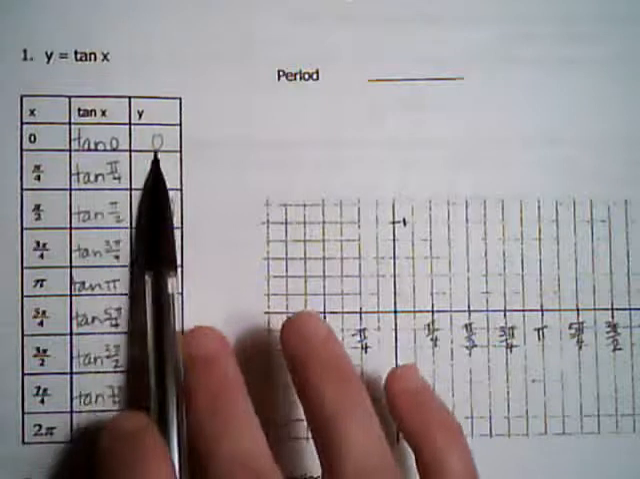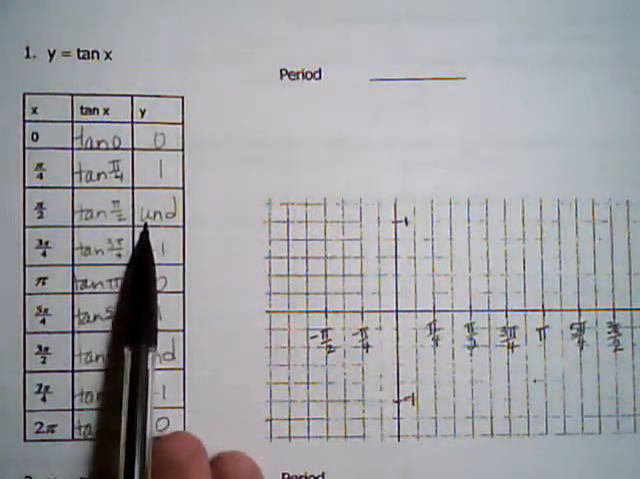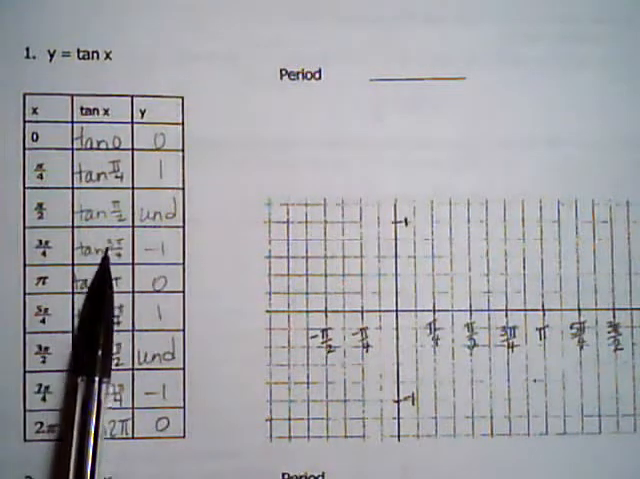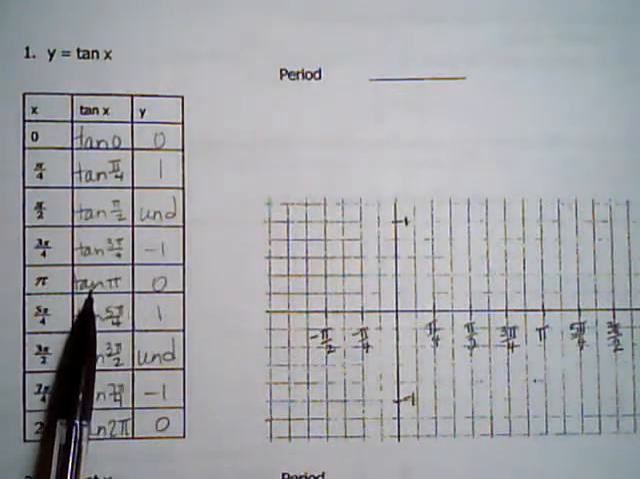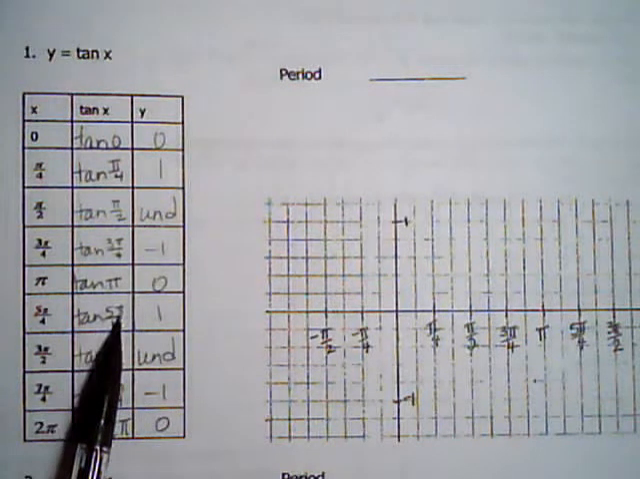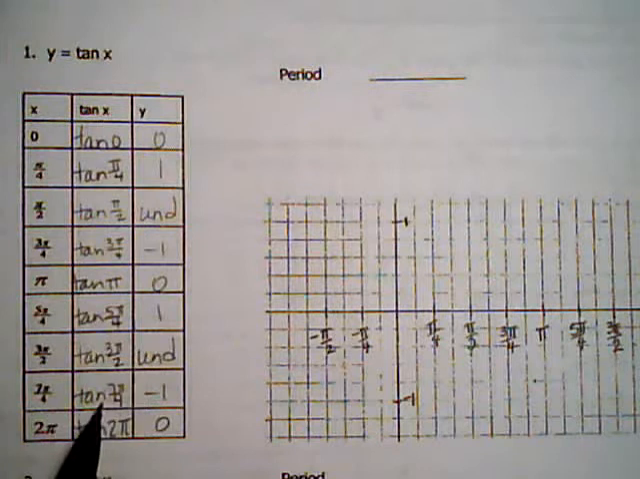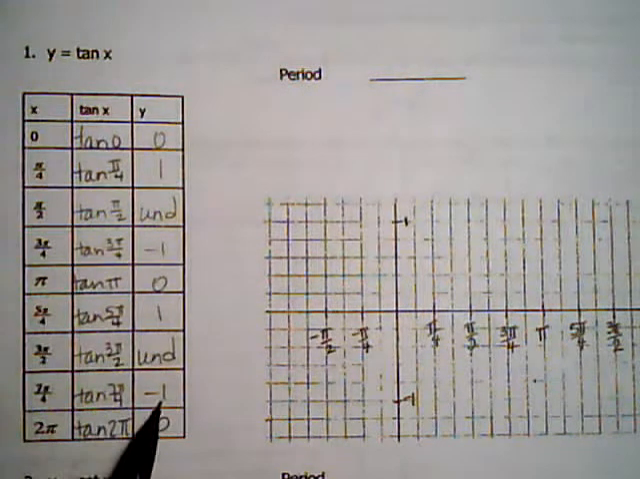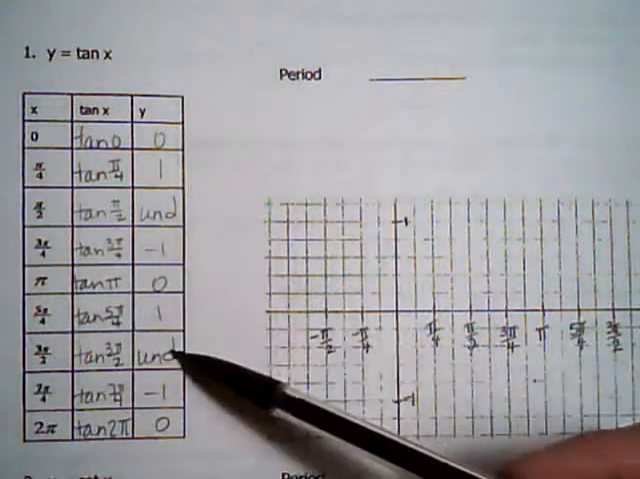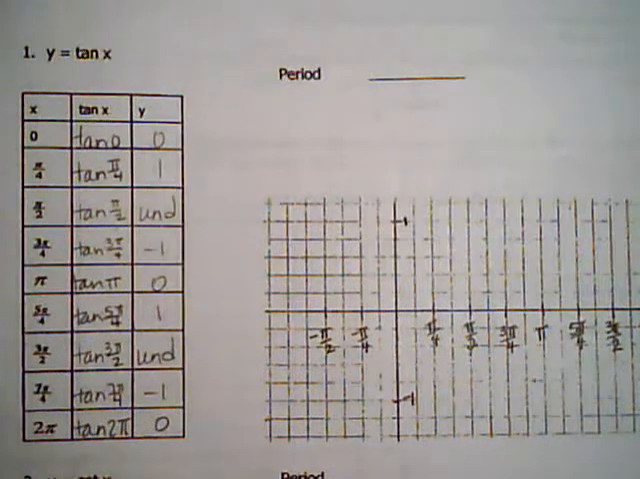So the tangent of 0 is 0, tangent of pi over 4 is 1, tangent of pi over 2 is undefined, tangent of 3 pi over 4 is negative 1, the tangent of pi is 0, the tangent of 5 pi over 4 is 1, tangent of 3 pi over 2 is undefined, tangent of 7 pi over 4 is negative 1, tangent of 2 pi is 0. Okay, so these places where I have undefined values, I will have vertical asymptotes.